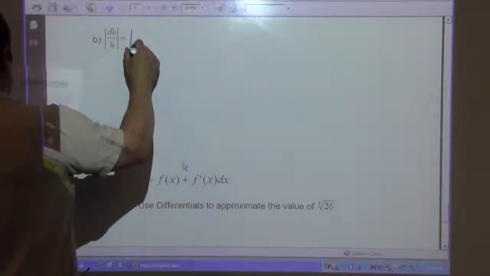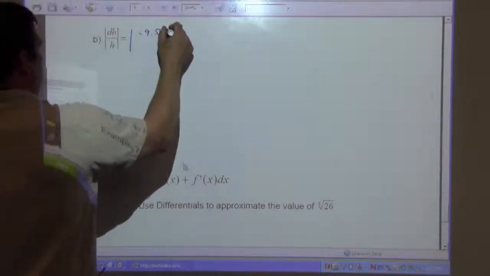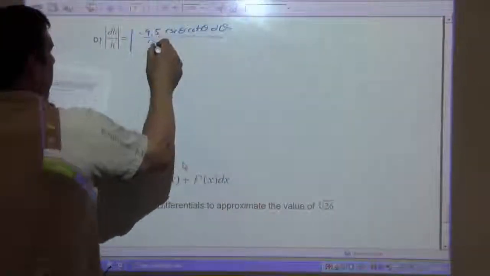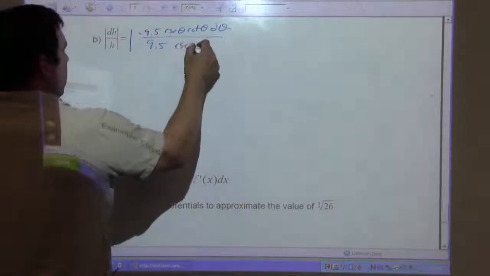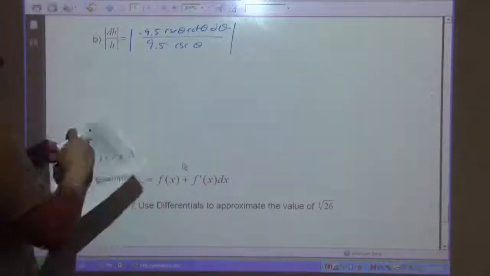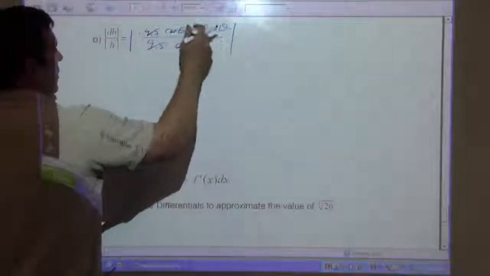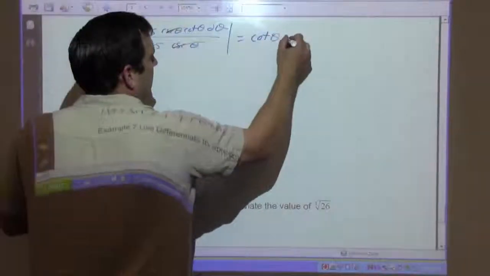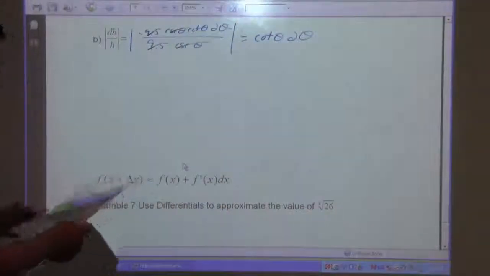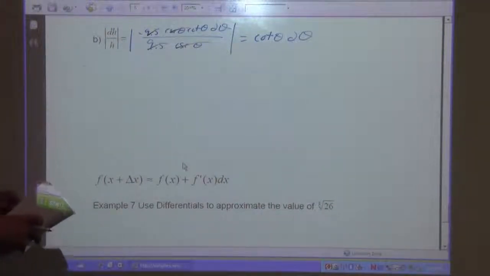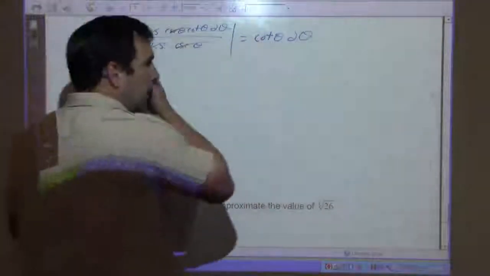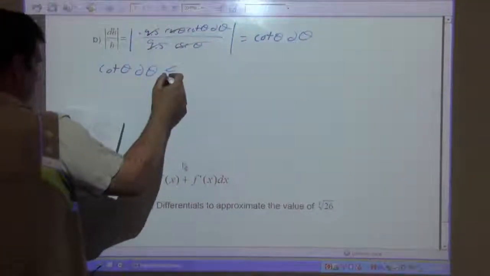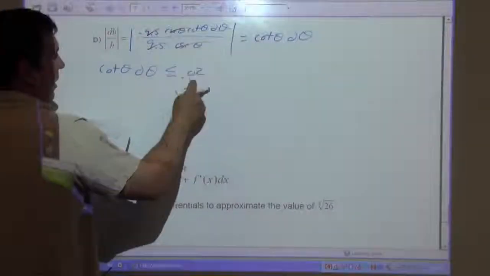We're looking at the absolute value. dH is going to be negative 9.5 cosecant theta cotangent theta d theta over 9.5 cosecant theta. If we reduce out the 9.5s and the cosecant thetas, because the absolute value of the negative goes away, we're left with cotangent theta d theta. And cotangent theta d theta needs to be less than or equal to 0.02. That's the error we want.